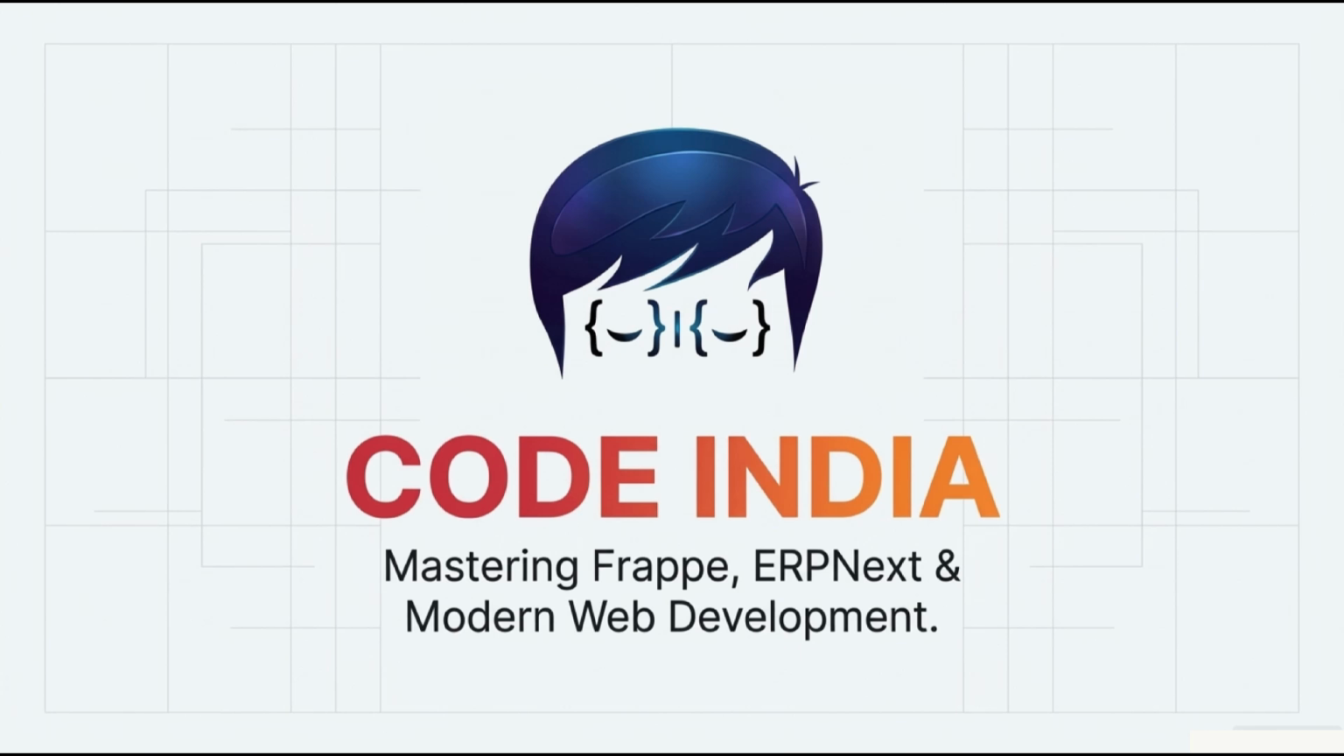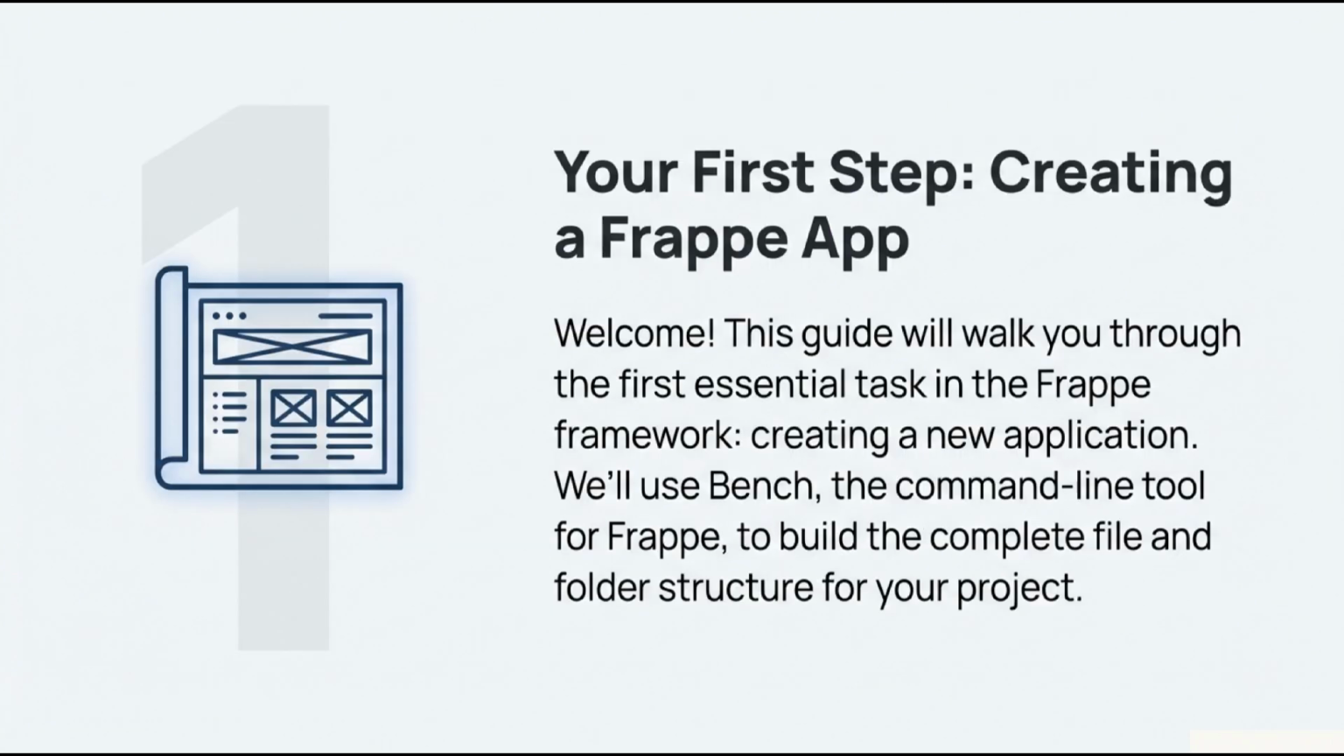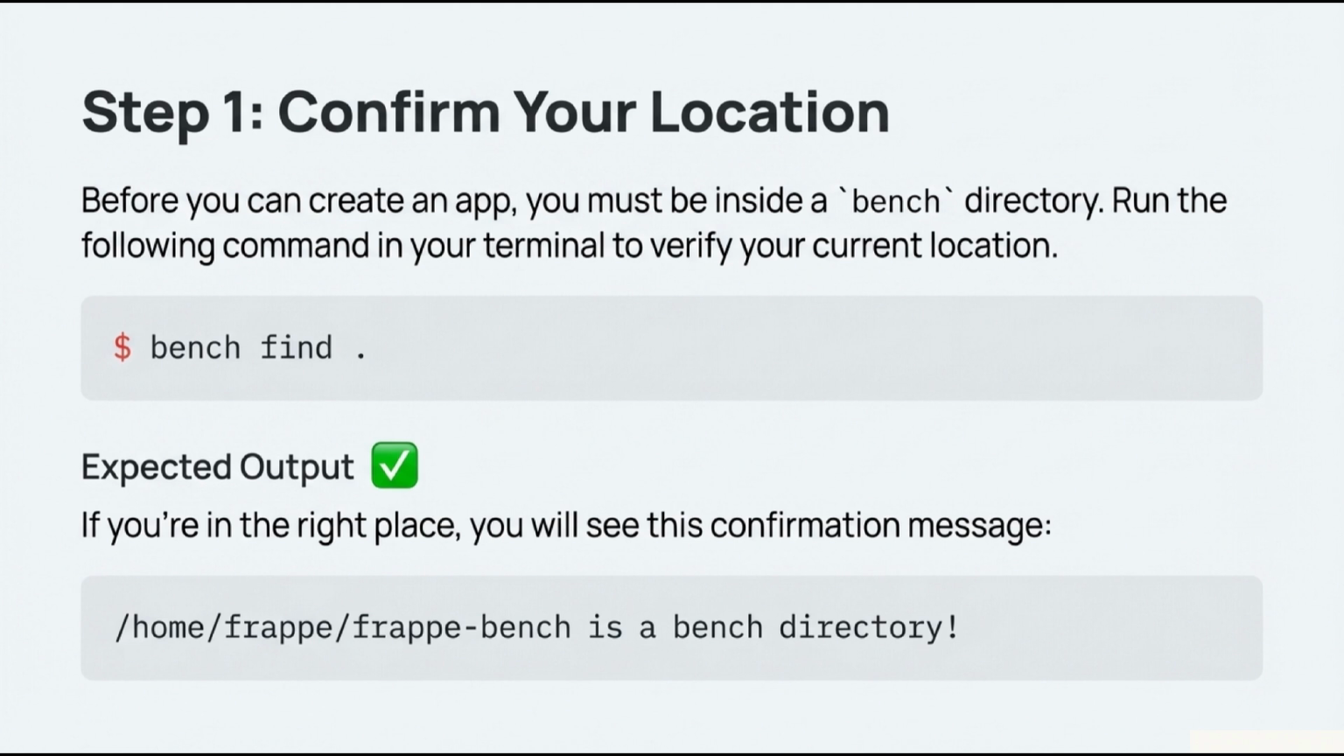In our last video, we initialized our bench and got the server running. Today we take the first real step into development, creating your first Frappe app. This guide will walk you through the essential task of generating a new application. We will use Bench, our command line sidekick, to build the complete file and folder structure for a project we'll call Library Management. Step 1 is a quick location check.